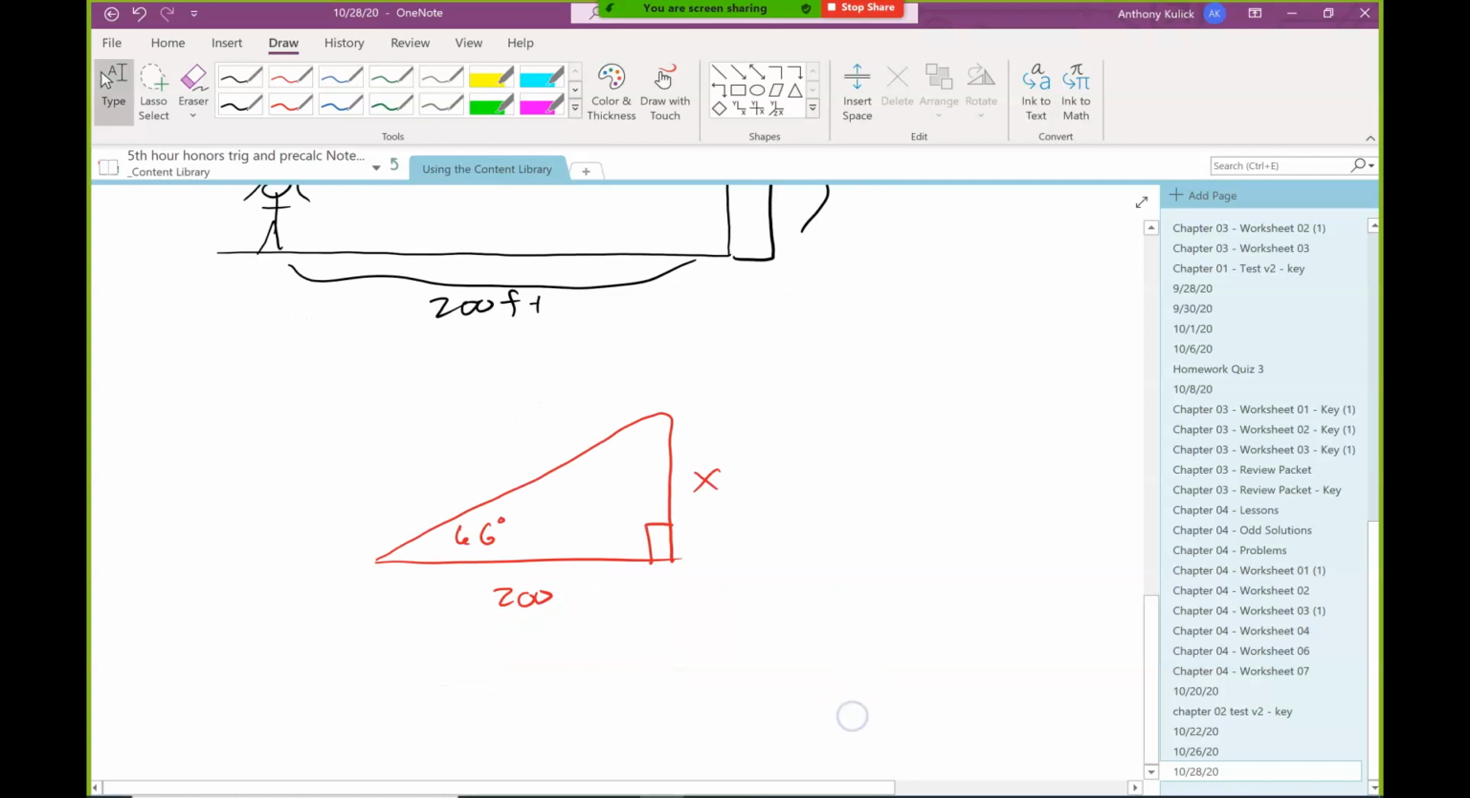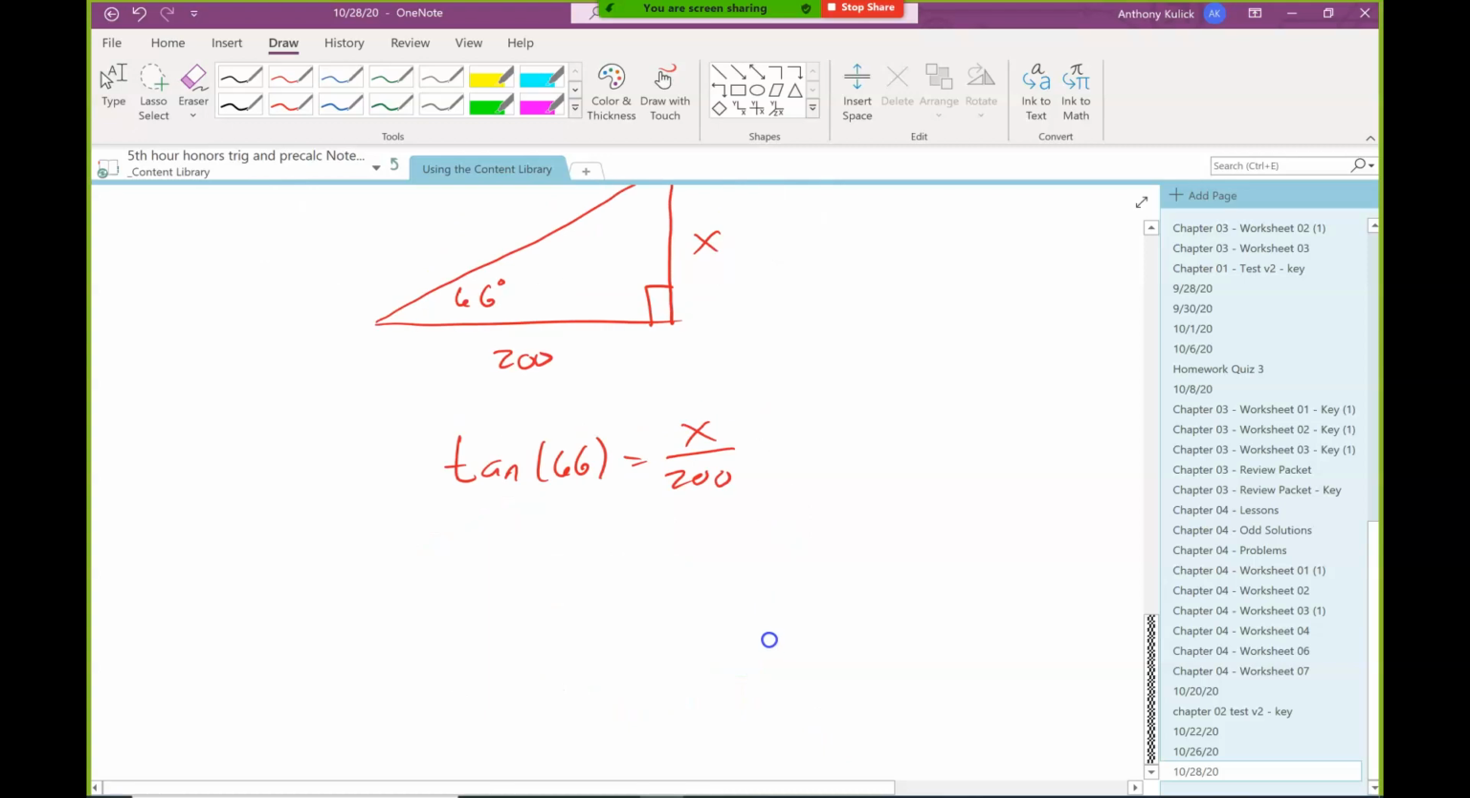So, to solve this for x, what do we need to use? Tangent, right? Tangent is opposite over adjacent. So if I solve for x, I get x is equal to 200 times tangent of 66. And if I bust that through my calculator, I get about 449.21 feet.